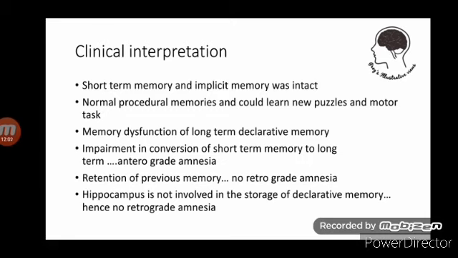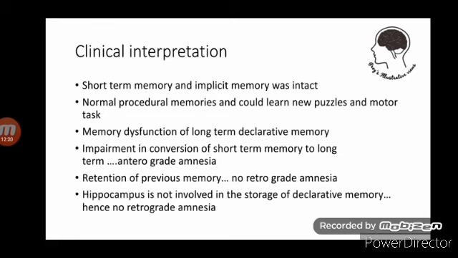Third one is memory dysfunction of long-term memory. Declarative memory is disturbed severely, and actually it is long-term. Patients still have short-term memory, but cannot convert it to long-term memory. This means that he cannot learn new things, he could not memorize new things. Such a type of memory loss or amnesia is called anterograde amnesia.